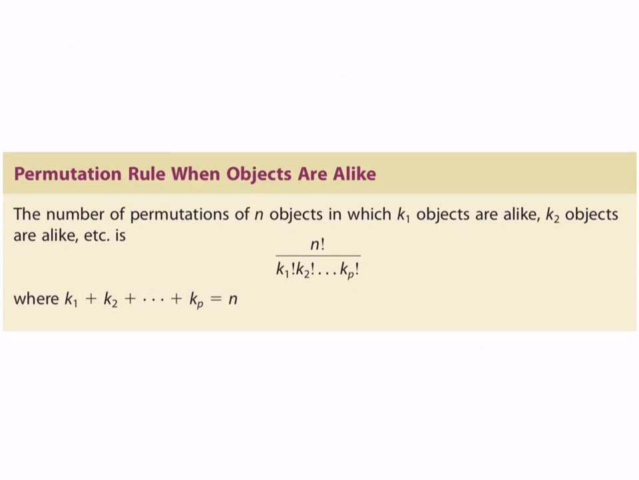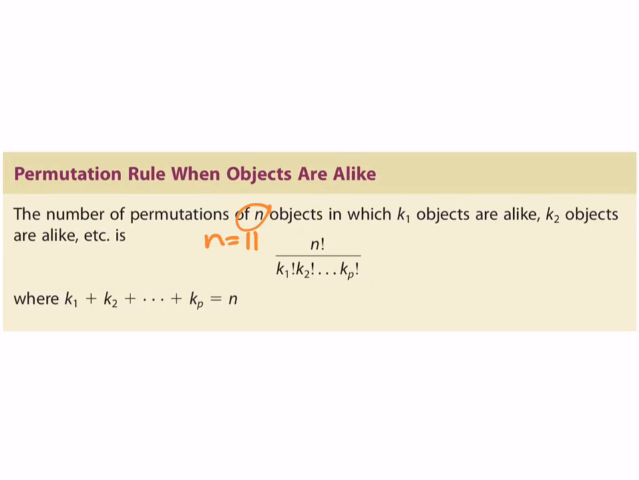Here's the formula for this case of permutations. So this is a rule for when some of the objects are alike. We've done examples with letters repeating. It could also be symbols or some other situation where we don't really care to count repeats of things. Okay, so the number of permutations of n objects, so like our Mississippi example, n would be the 11 letters in the word Mississippi, in which K1 objects are alike, K2 objects are alike, etc.